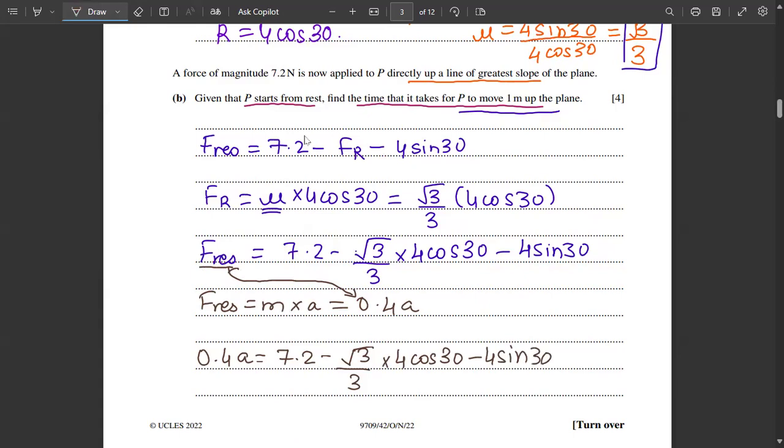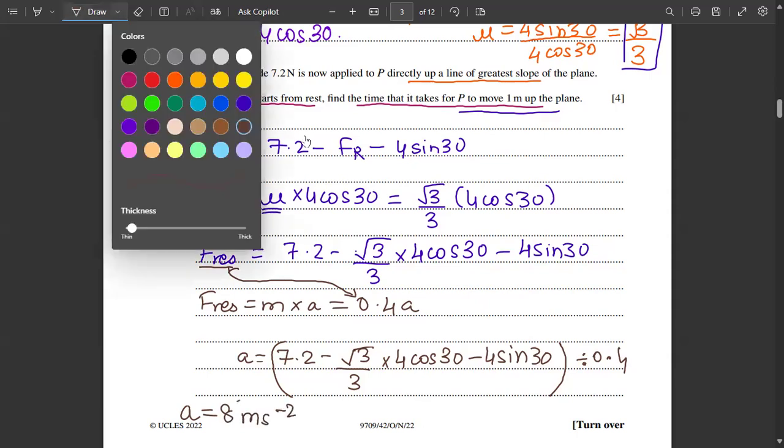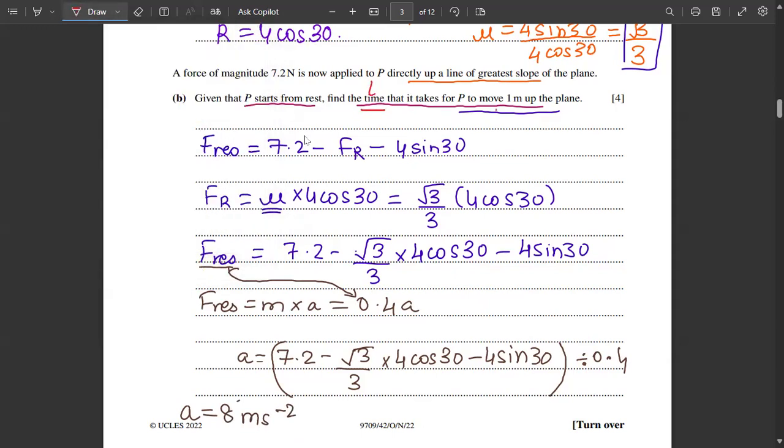Now this will go down and this will become the entire thing divided by 0.4. So if I put this in the calculator, I will get the value of a, which is acceleration. Let me put it in my calculator. 7.2 minus root 3 upon 3 into 4 cos 30 minus 4 sine 30. The entire answer divided by 0.4. So the acceleration is 8 meter per second square. Now that's not what we have to find. What we have to find out is the time taken t if we have to move 1 meter up the plane.